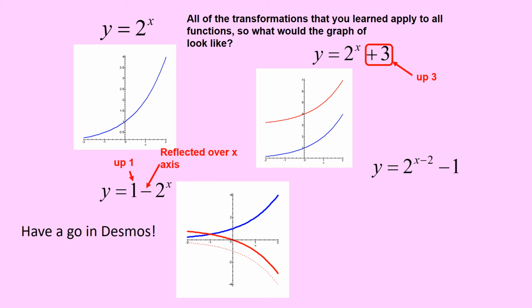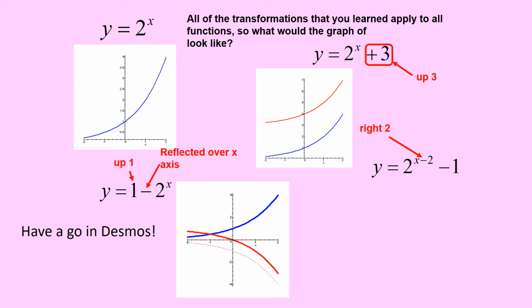And another question. When y is equal to 2 to the x minus 2, minus 1, what would happen to the graph of y equals 2 to the x? Pause the video and go and have a go in Desmos and come back and see if you got it correct.